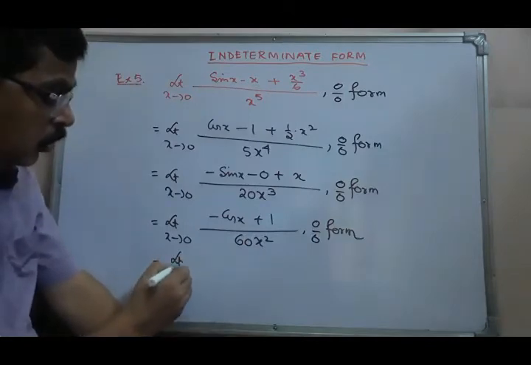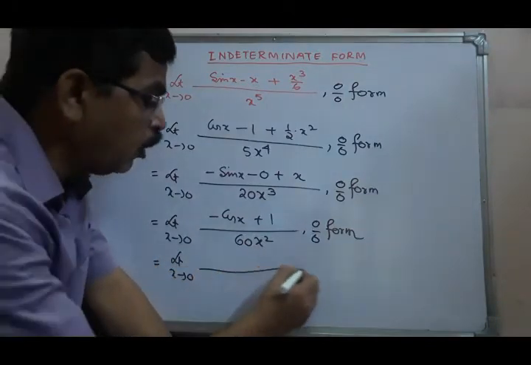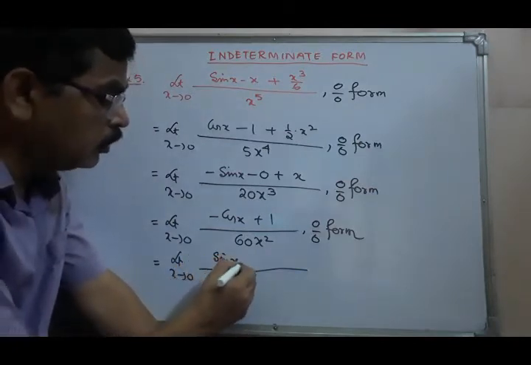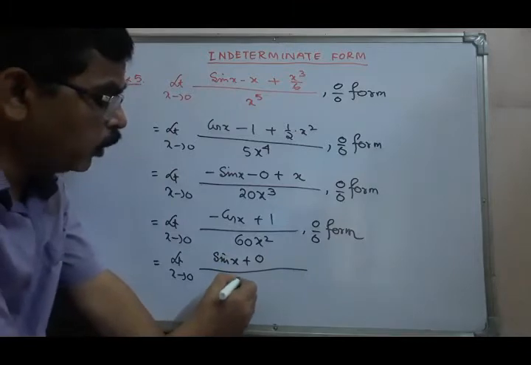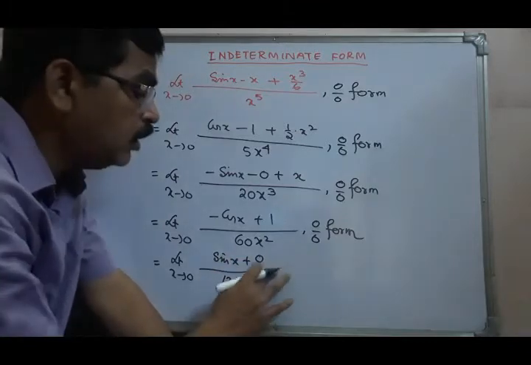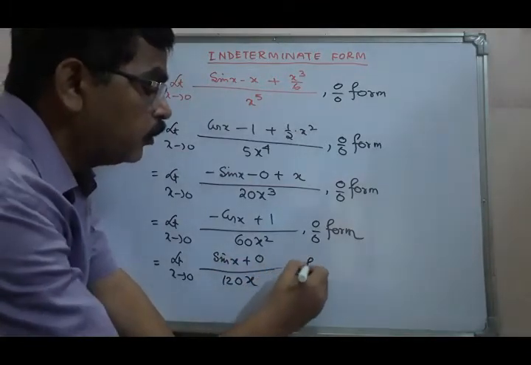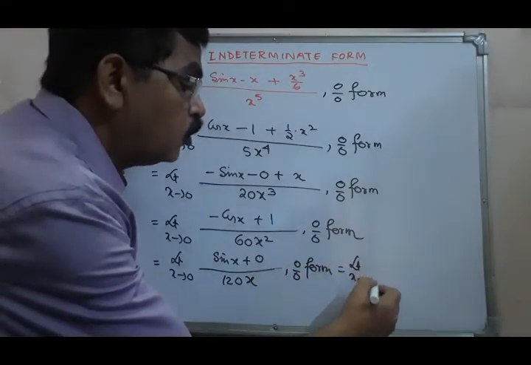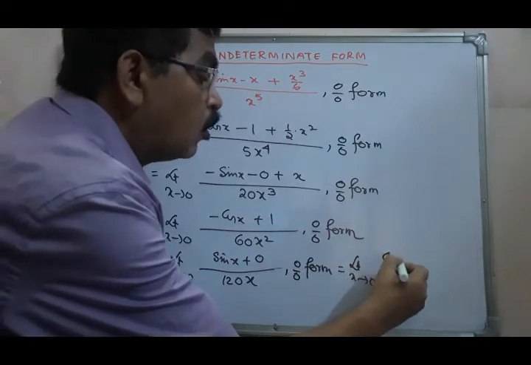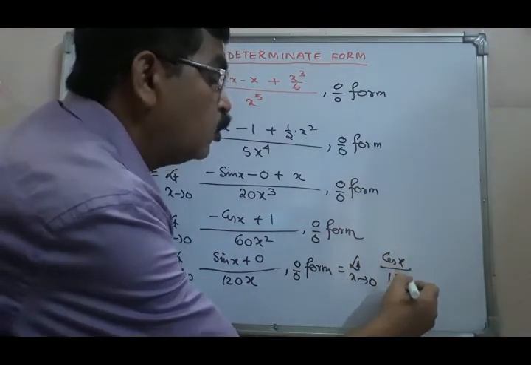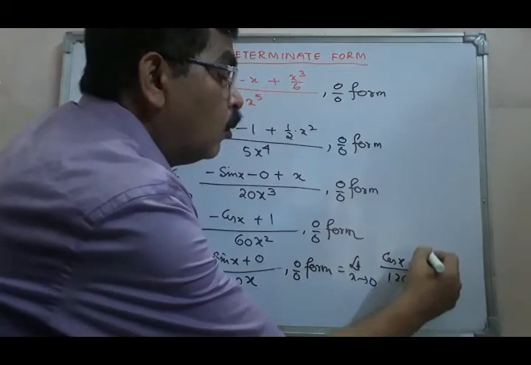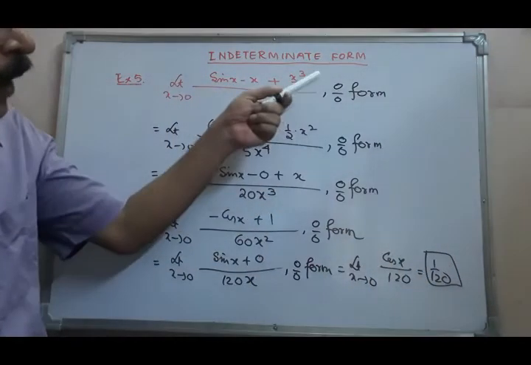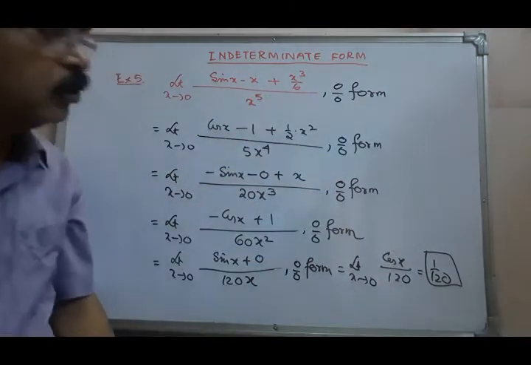So limit x tending to 0, we are applying L'Hospital rule, that is derivative of numerator, sin x, divided by 120x. Again it is coming 0 by 0 form. So therefore limit x tending to 0, cos x divided by 120, which is 1 by 120. This will be the answer. So we have applied L'Hospital rule so many times.